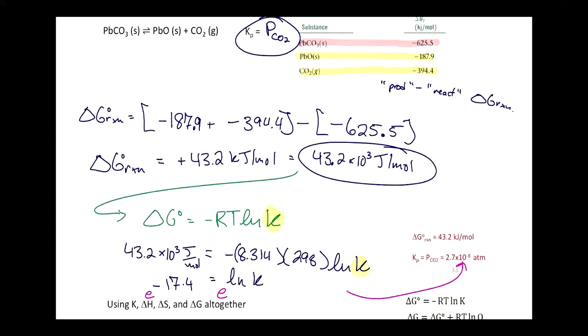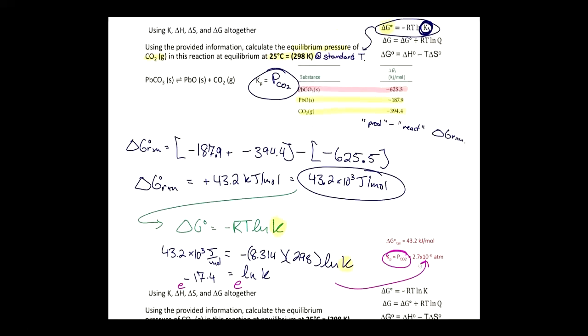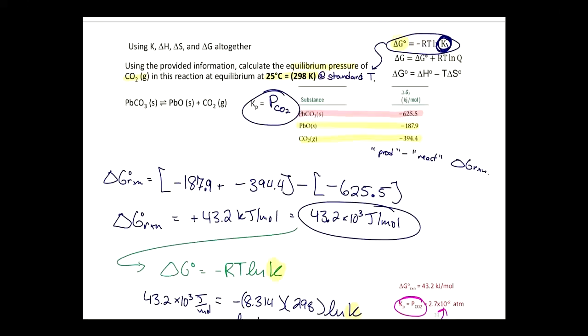All right, at equilibrium, right? And so what we see here is when we solve for K, that is equal to the equilibrium pressure of CO2, because that's the only thing inside that equilibrium constant. All right, so that is using delta G naught. Remember, this is at standard conditions, so 298 Kelvin is standard conditions. We can relate that table value to the K, the equilibrium constant for that reaction.